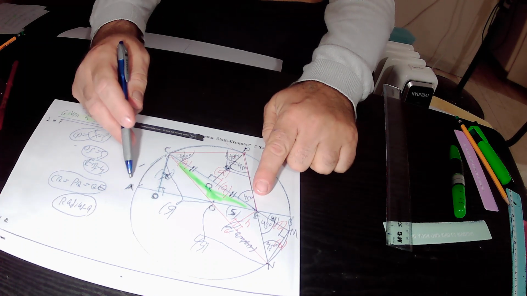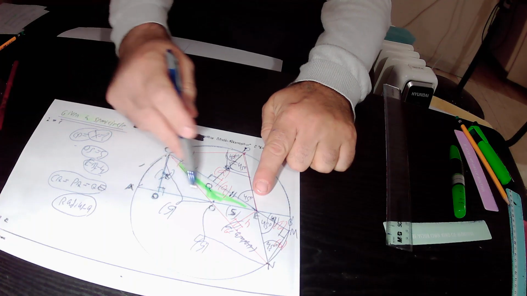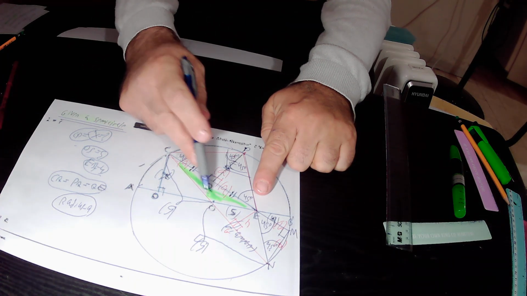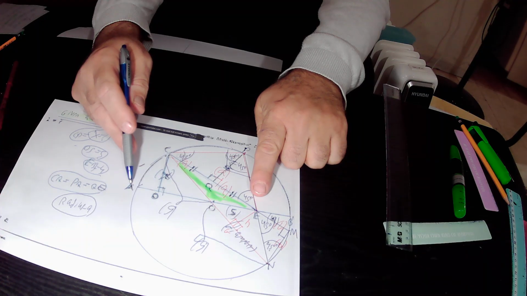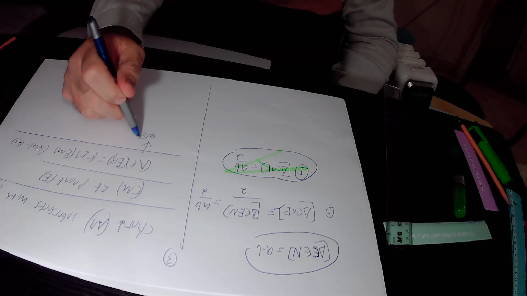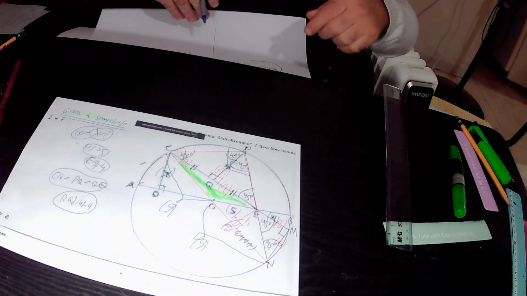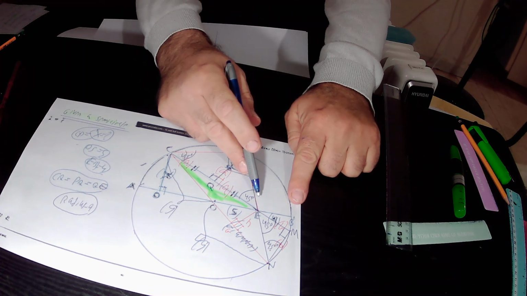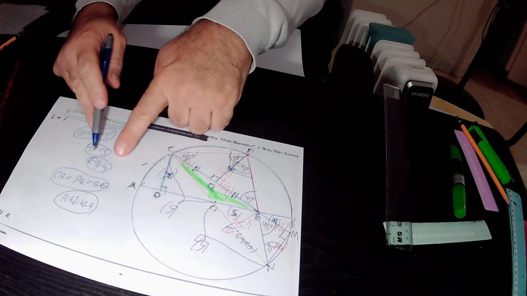AE equals AO, that is 9, the radius of the circle, plus 5. Again, AE in total equals AO plus OE. AO equals 9, the radius of the circle, plus OE, which equals 5 according to what is given in the question. So AE equals 9 plus 5, times EB. EB equals 4 units according to what is given in the question.